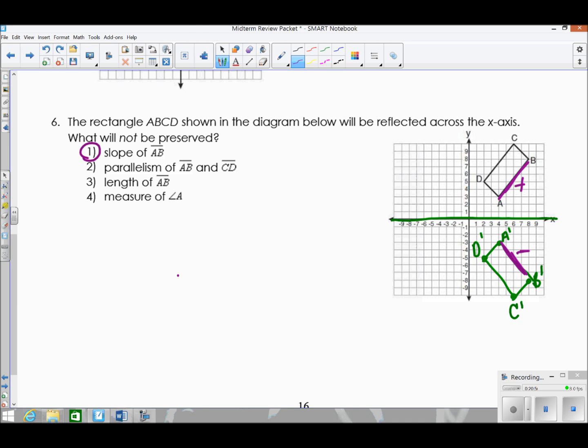The slope changed. Parallelism just means, if you look, AB and CD are parallel right now because they're opposite sides in a rectangle. If you look at the new one, they still stayed parallel. Even though they were both negative slopes, they're going to be the same slope. The length of AB: remember that reflections preserve length. So the length is going to be the same. And reflections also preserve angle measures, so these angles would have to stay the same. So the only thing that's going to change is the slope because of the orientation changing.